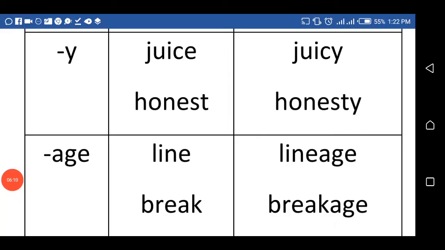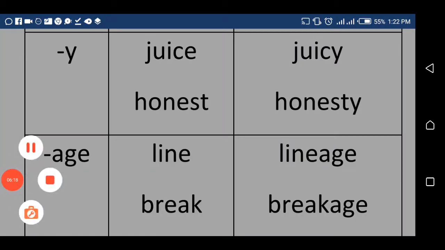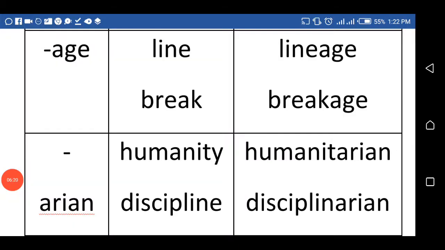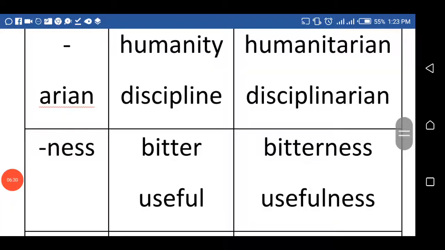When you add age to line, you have lineage. When you add age to break, you have breakage. When you add arian to humanity, you have humanitarian. When you add arian to discipline, you have disciplinarian. When you add ness to bitter, you have bitterness. When you add ness to useful, you have usefulness.